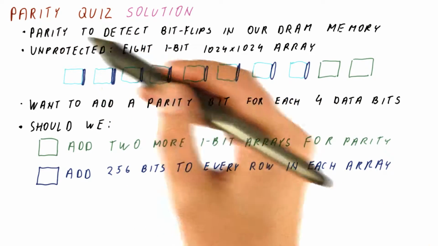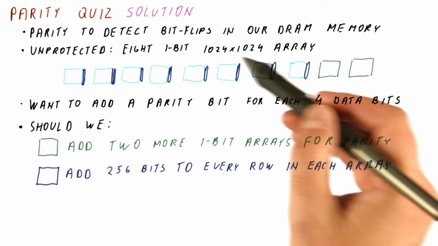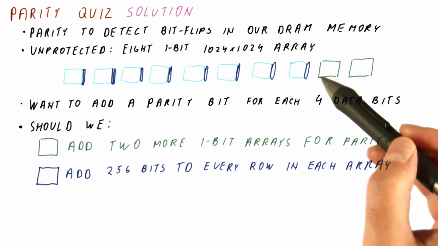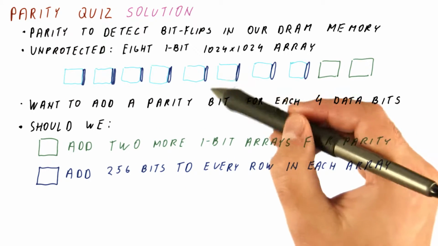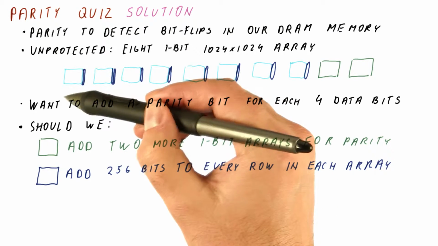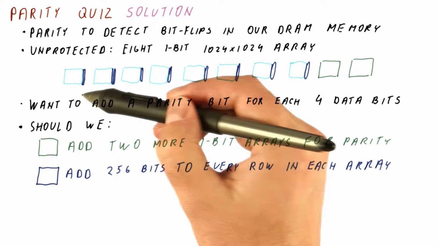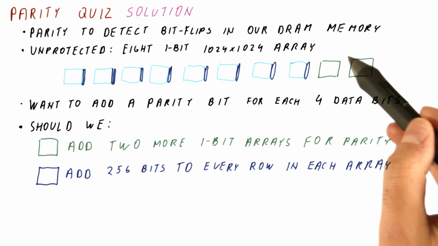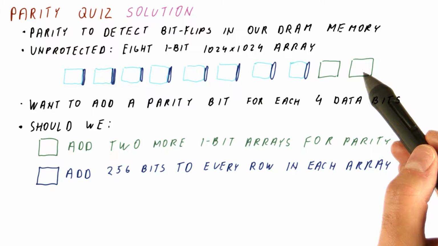Let's look at the solution to our parity quiz. We're adding parity to our memory, which consists of 8 arrays. So now the question is, should we add parity to each row of data? And then when we read out the row into the row buffer, we check for parity and report an error. Or should we have the modules as is and just add 2 more that will hold the parity?